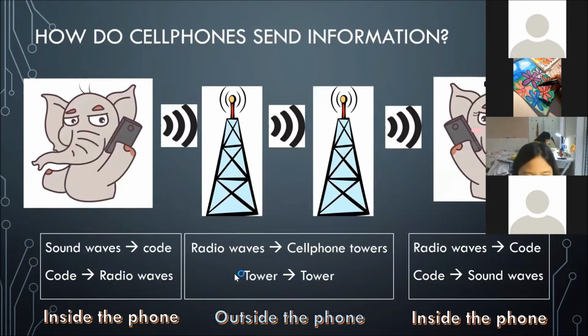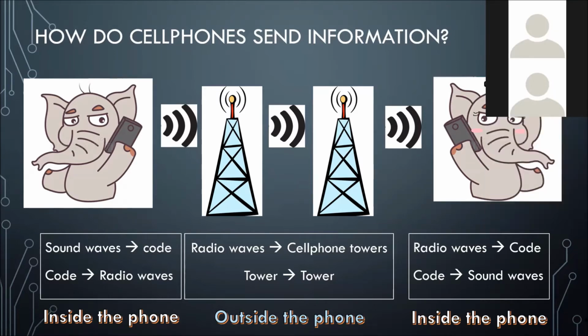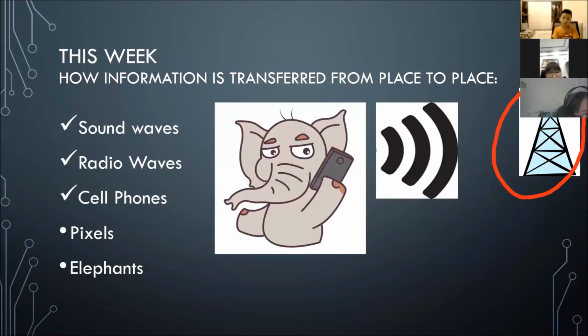So this is what we had a look at yesterday. I wonder if Dorito, can you tell me about an information transfer that happens inside the phone? From sound waves to code. That's right. Anna, when you turn your microphone on, just let me know. What about Ling? The cell phone tower.